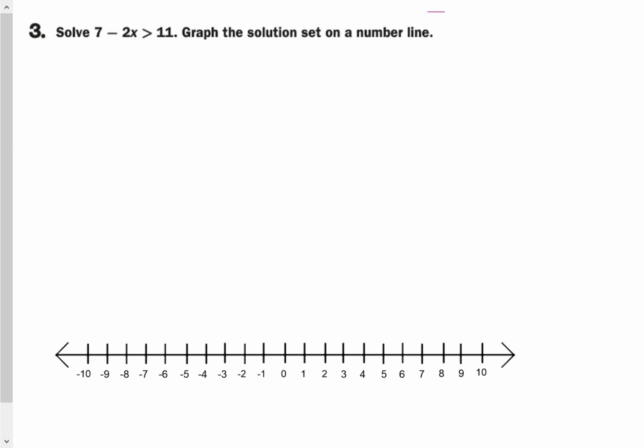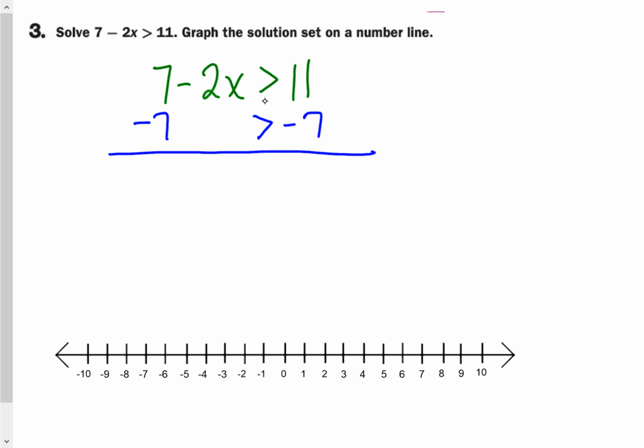Here's another example. 7 minus 2x is greater than 11. Again, we're going to take a look at what our constants are on the same side as the variable. And that is 7. So how do I undo a positive 7? We're going to subtract 7 on both sides of the inequality. Again, bringing down the sign so that I know I did it to the left and to the right. 7 minus 7 makes 0. So what I'm left with is negative 2x. Don't forget your signs. They're very, very important. So negative 2x, and then 11 minus 7 is 4.